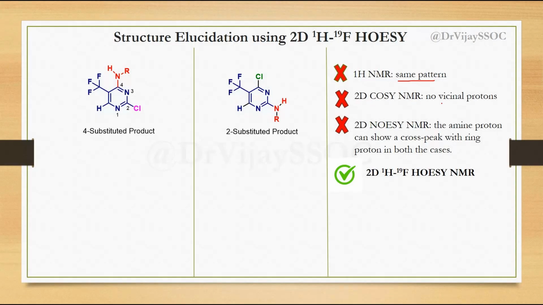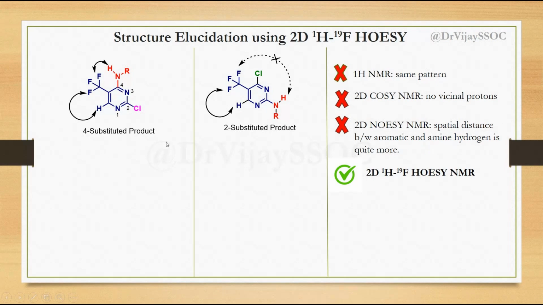So what about 2D COSY NMR? There are no vicinal protons, so you will not see any COSY interactions in this molecule. But what about 2D NOESY NMR? You can do 2D NOESY NMR, and in this case you can probably see the amine proton cross peak with the ring proton, but you will see it in the 4-substituted product as well. So 2D NOESY NMR also fails to distinguish these two compounds. These two compounds can be distinguished only by proton-fluorine HOESY NMR. So first we will talk about 2D HOESY NMR, and then we will see 1D HOESY NMR. So let's move forward.